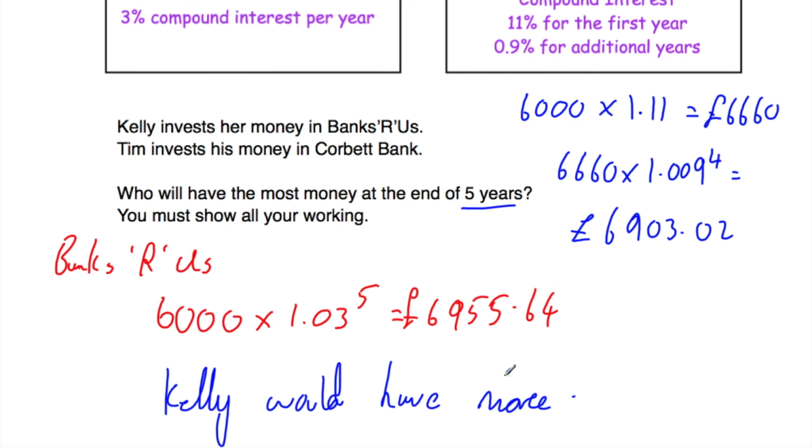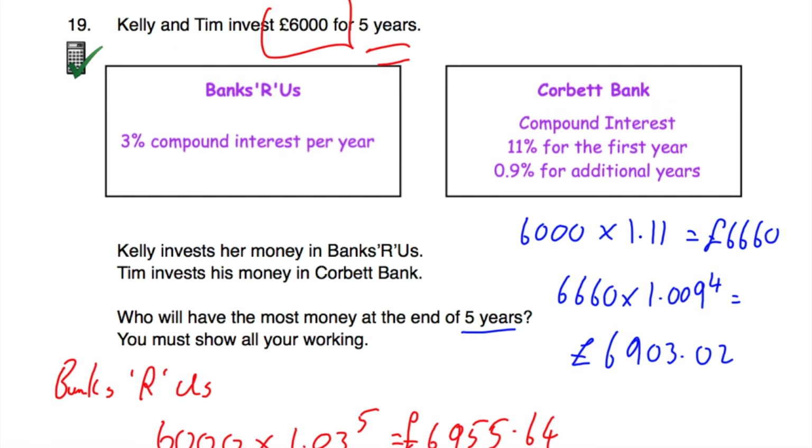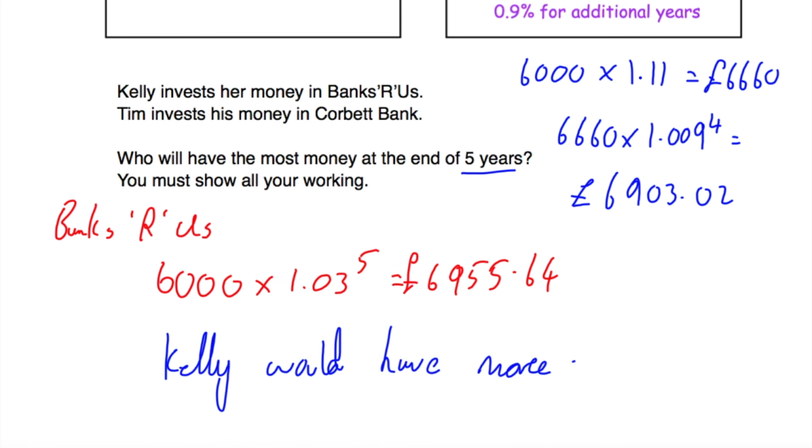So I've just written down that Kelly would have more because she would have £6,955 and 64p, but Tim would only have £6,903 and 2 pence. And they're rounded to the nearest penny. Okay, so that's it. That's question number 19. Let's have a look at question number 20.